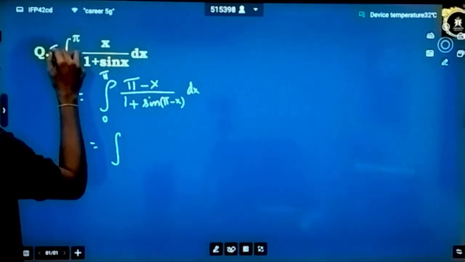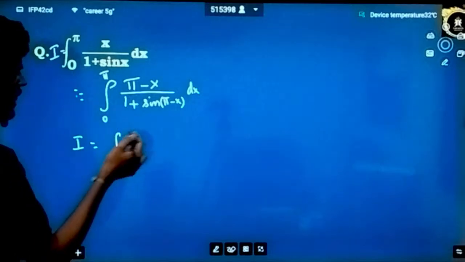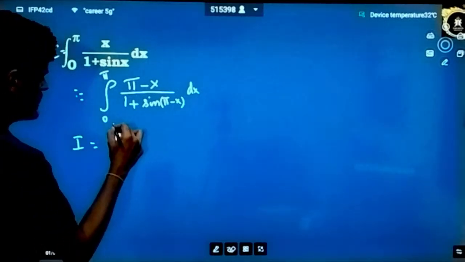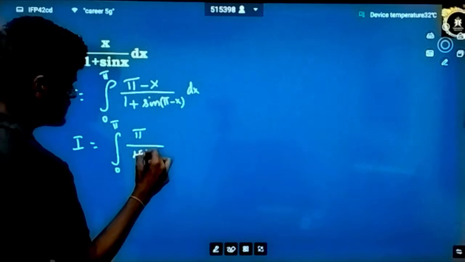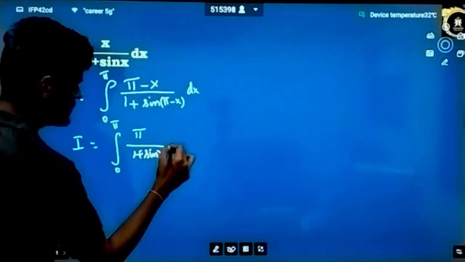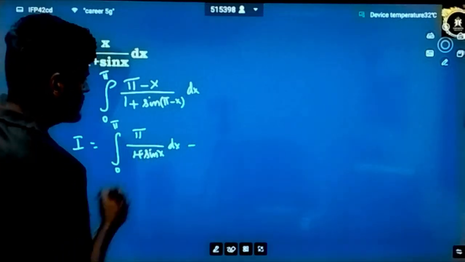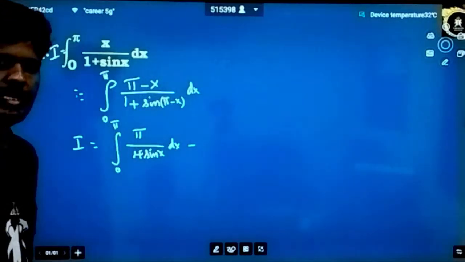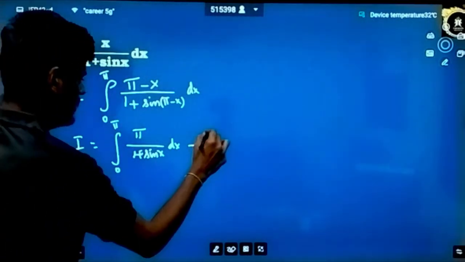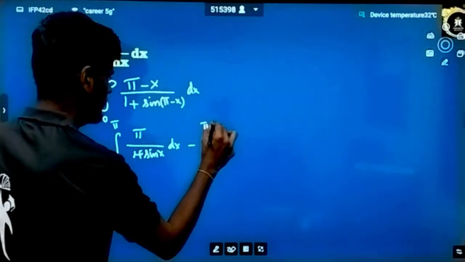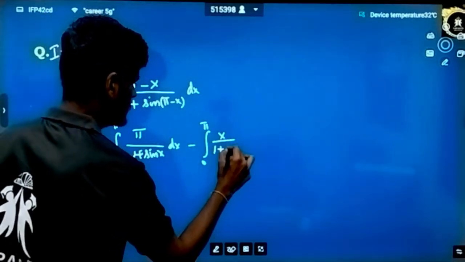So if this is I, then we will have I is equal to the integral between 0 to pi of pi divided by 1 plus sin x dx minus x divided by 1 plus sin x. And x divided by 1 plus sin x is nothing but I, the integral of 0 to pi of x divided by 1 plus sin x dx.